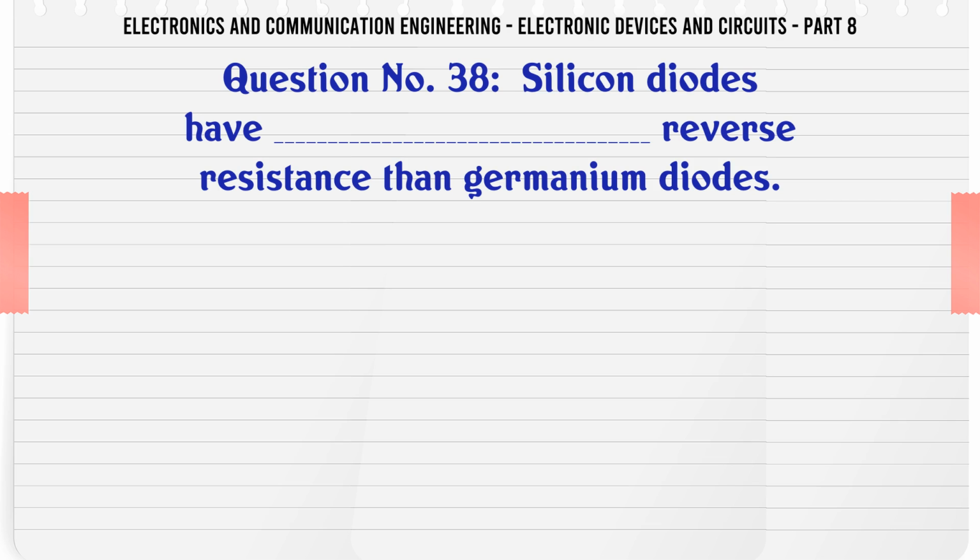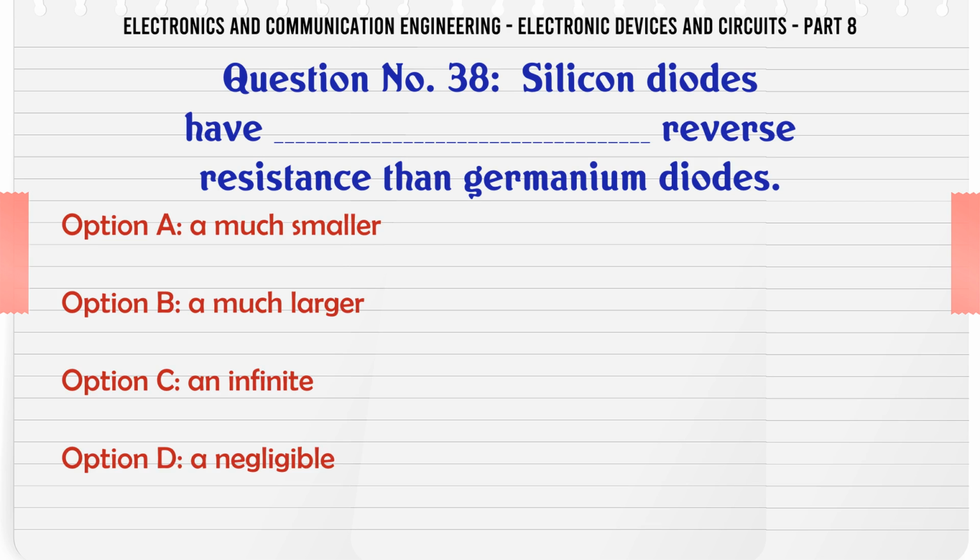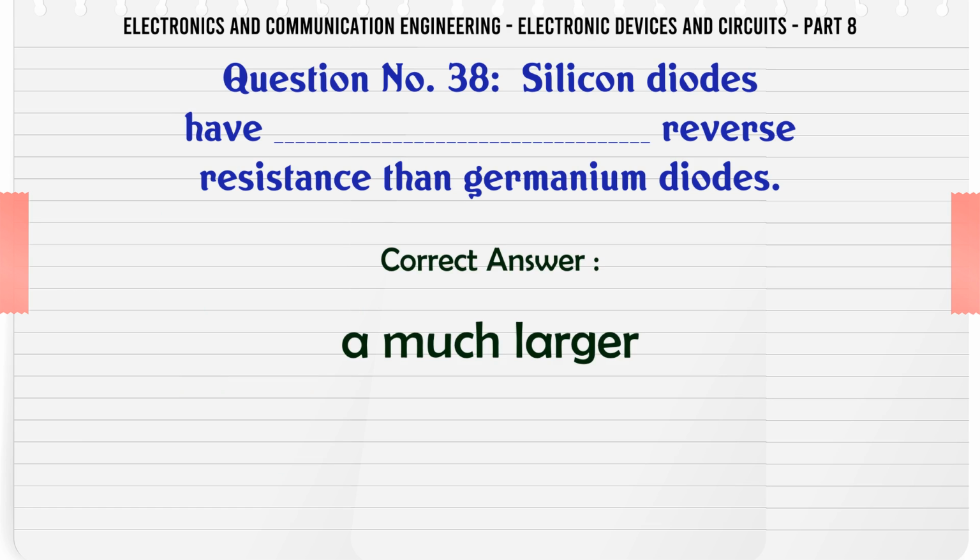Silicon diodes have reverse resistance than germanium diodes. A. Much smaller, B. Much larger, C. An infinite, D. A negligible. The correct answer is much larger.